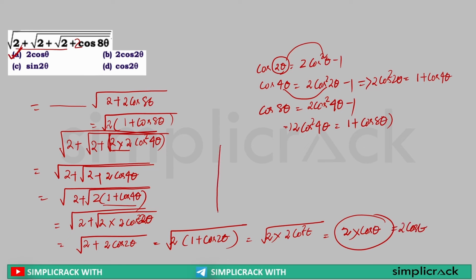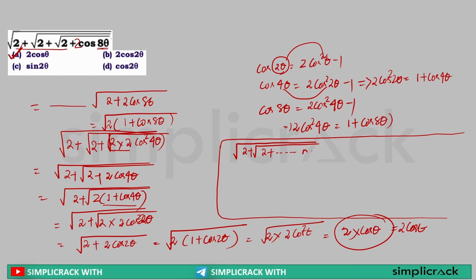Option A. Remember this. Now if the question is written like this, root 2 plus root 2 plus up to n times, okay, plus 2 cos x theta, if it is written like this. Now this has been repeated n times, okay, here it is 2. Now you will solve it directly: 2 into cos x theta divided by 2 to the power n. As many times n will be there, as many times 2 will be there, we will directly write it here.